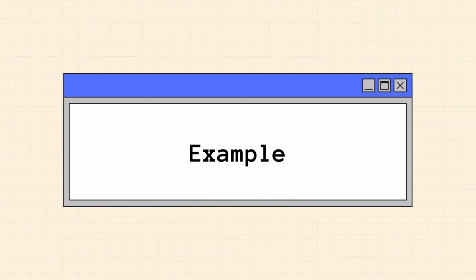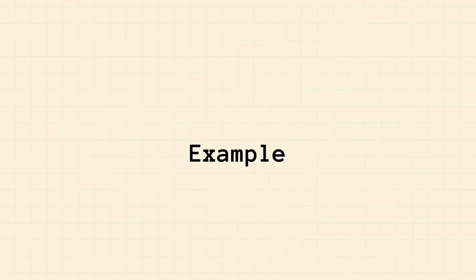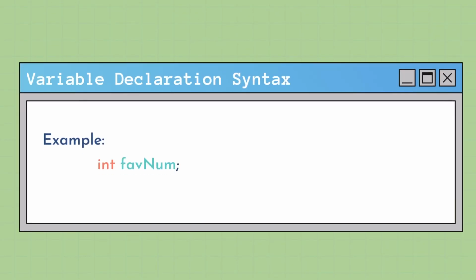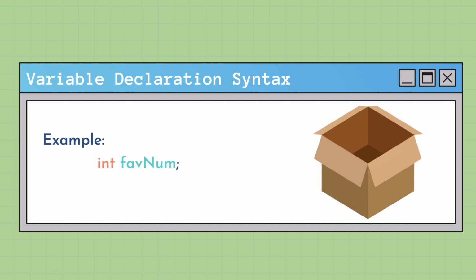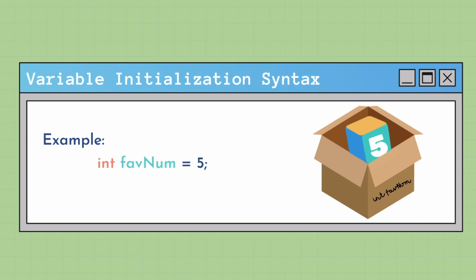Now that we have the syntax down, let's practice with an example. Let's say you want to create a variable that stores your favorite number. You would use the data type int and the variable name favnum. So now you have an empty variable ready to store your favorite number. You can leave it empty until you know your favorite number and are ready to initialize it. I know my favorite number is 5, so I'll go ahead and set my variable equal to 5.